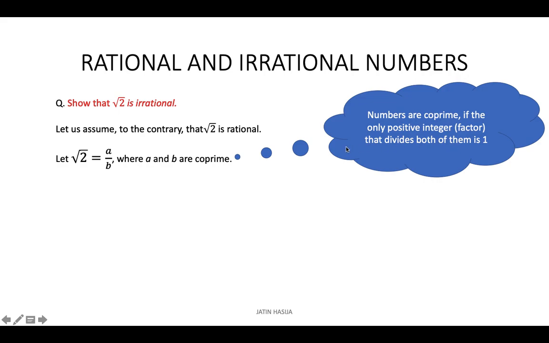Let us say an example, 5 and 6. These two numbers are co-prime numbers because the only factor that divides both is 1 only. You cannot have any other number. Similarly, 2 and 5 are also known as co-prime numbers. The reason is both of them share only one common factor, and that is 1.